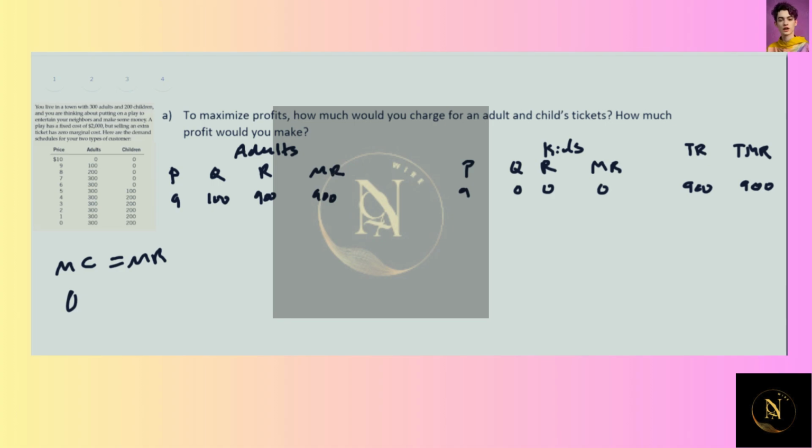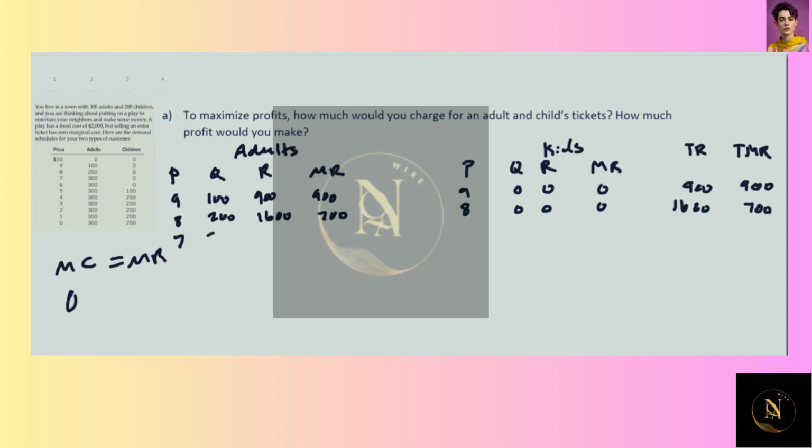For a price of 8, we see that there are 200 adults. That's going to be a revenue for adults of 1600, a marginal revenue of 700, and there's still no children that are going to go for a price of 8. So we have our total revenue is 1600 and our marginal revenue is 700.